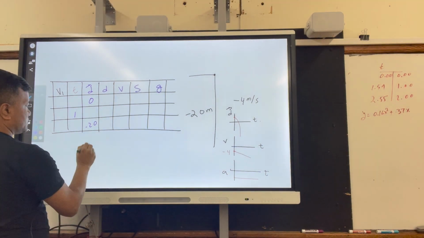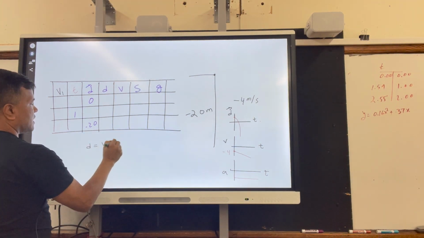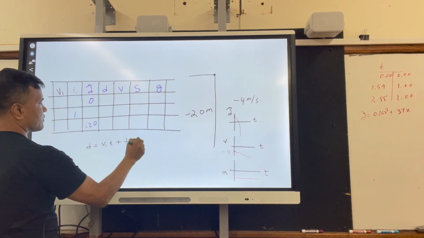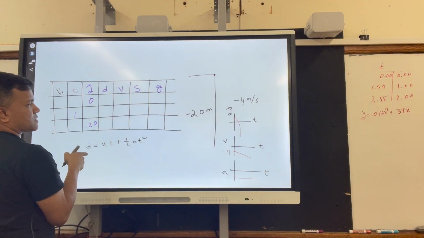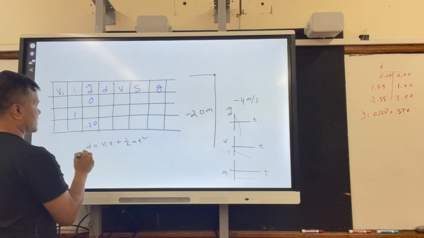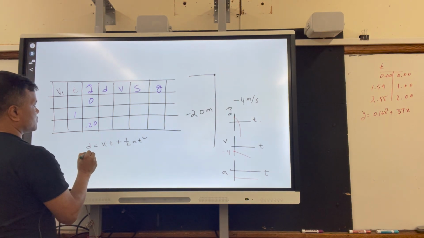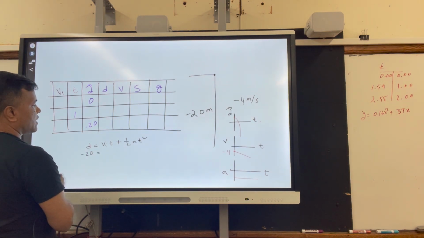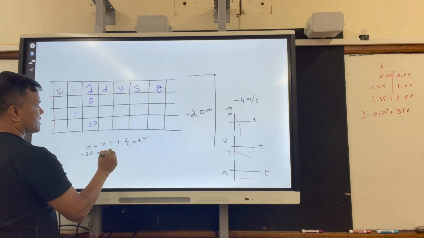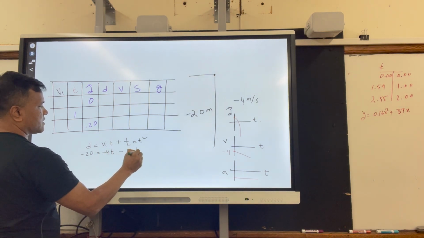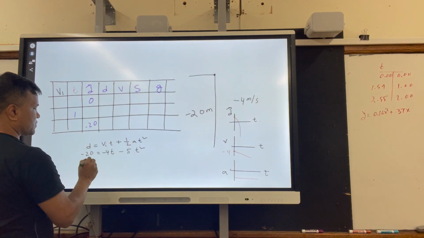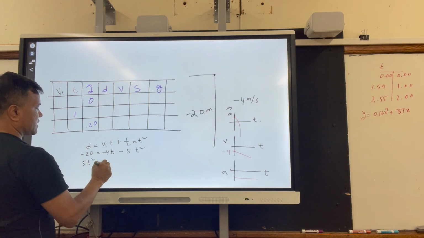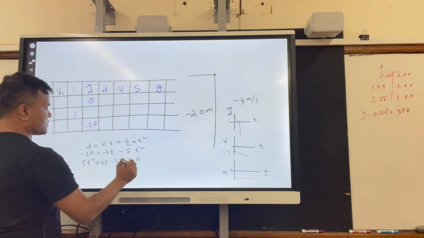I also want to find the final time. So d is equal to v_i t plus half a t squared, right? So if I put the total displacement over here, I definitely can find the time. So -20 is equal to -4t minus 5t squared. So you have 5t squared plus 4t minus 20 is equal to 0.